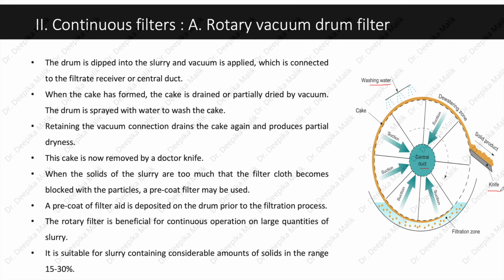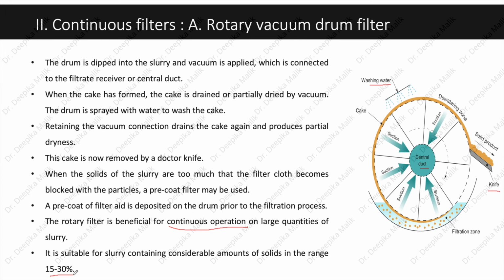When the solids of the slurry are so much that the filter cloth becomes blocked with the particles, a pre-coat filter may be used. A pre-coat of filter aid is deposited on the drum prior to the filtration process. The rotary filter is beneficial for continuous operation on large quantities of slurries. It is suitable for slurry containing a considerable amount of solids, in the range of 15 to 30%.